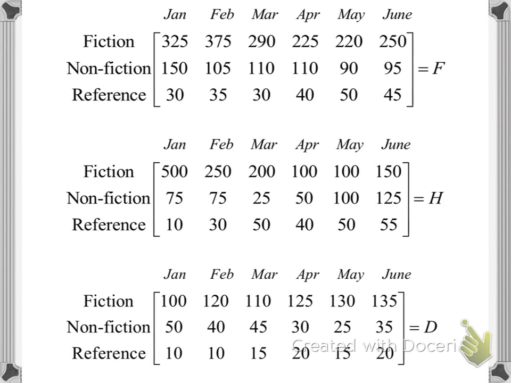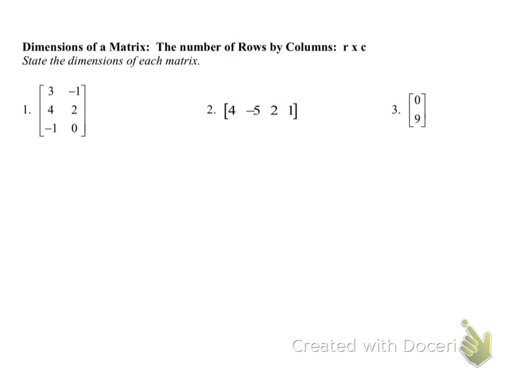Okay, so what you just were working with were matrices. These right here are matrices. This is a matrix. A matrix is a way that we can organize data, and today we are going to be looking at what to call matrices, how to add and subtract, and multiply. So let's take a look.